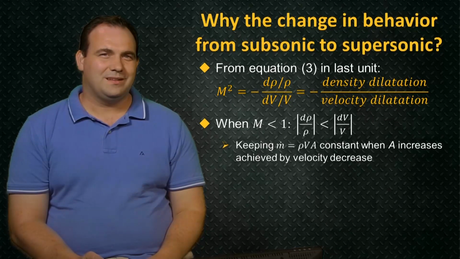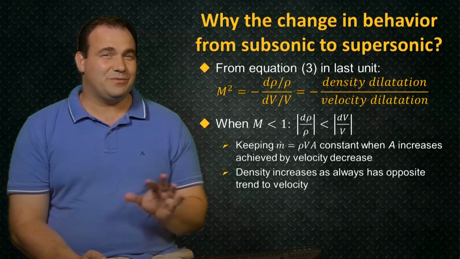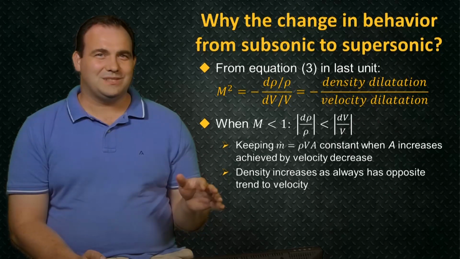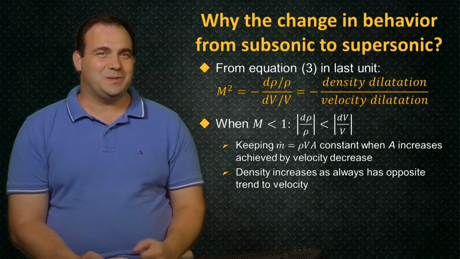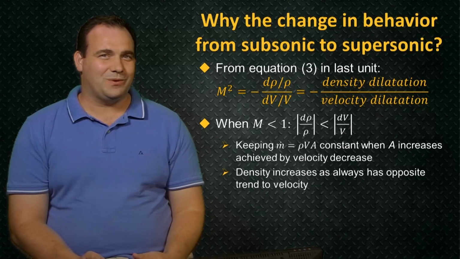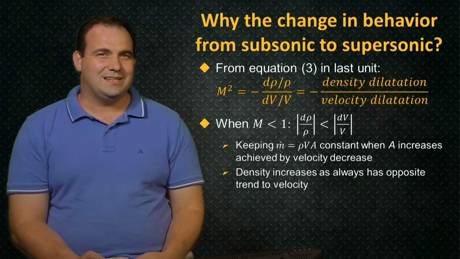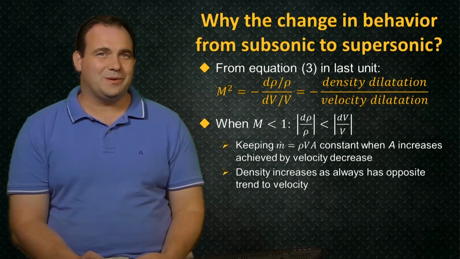Therefore, keeping the mass flow rate constant when the area increases, for example, is achieved by a decrease in velocity. This expression also tells us that density and velocity always have the opposite trends, so that increase in area will also result in an increase in density. The decrease in velocity must be large enough to balance both these increases and keep the mass flow rate constant. The velocity dilatation is dominant for subsonic flows because, as we discussed at the start of this section of the course, it's very difficult to produce large density changes in low-speed flow.